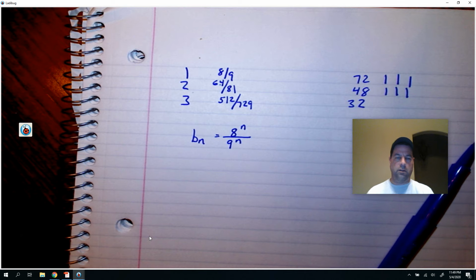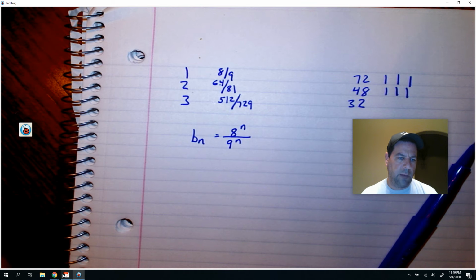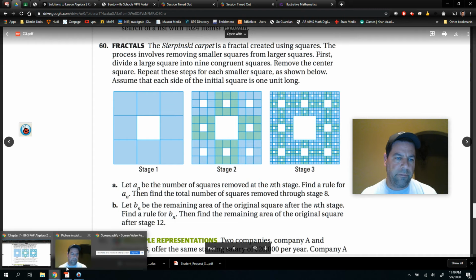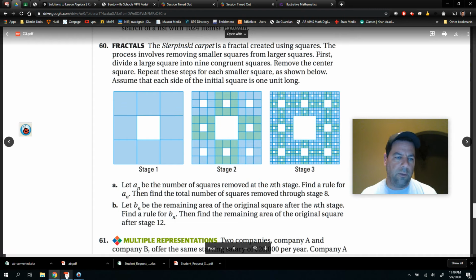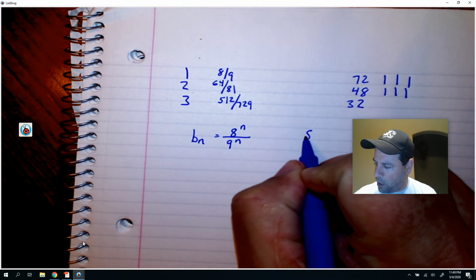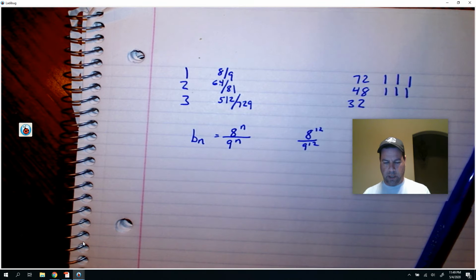I don't know what that answer was, but there's no way that was right. That's what's left. And I think they wanted me to find how much was left after stage 12. So I'm going to go back to my paper. Stage 12, I'm just going to plug in 12. So 8 to the 12th over 9 to the 12th is what's left. 8 to the 12th divided by, my calculator messed up. Divided by 9 to the 12th.